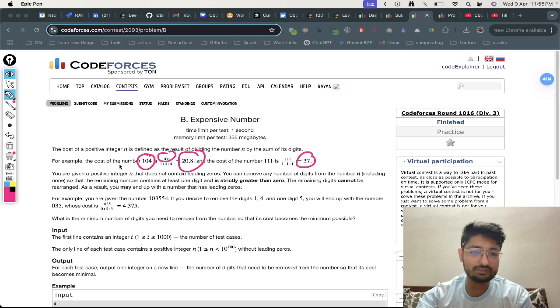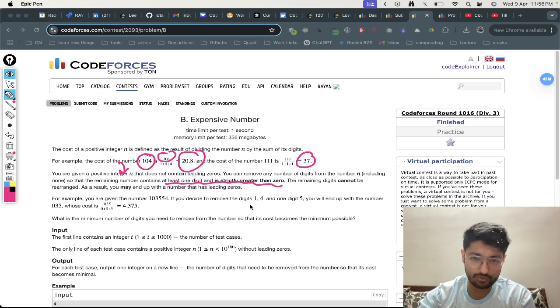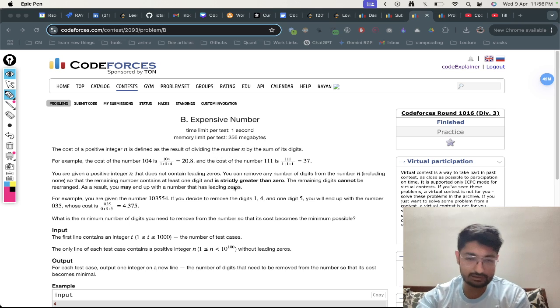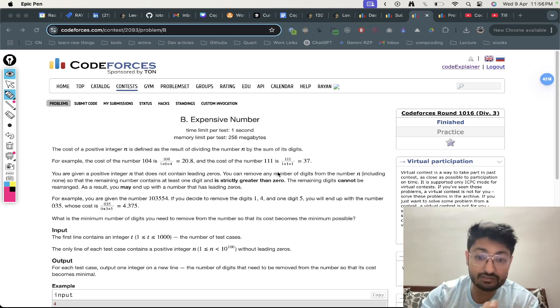You are given a positive integer n that doesn't contain any leading zeros. You can remove any number of digits from this n so that the remaining number contains at least one digit and is strictly greater than 0. That is the main crux here. So you can remove any number of digits from the n that is given to you, such that it should be greater than 0 and it should contain at least one digit.